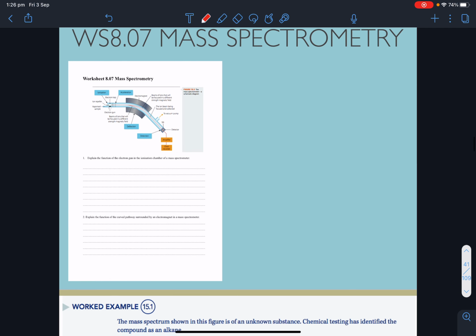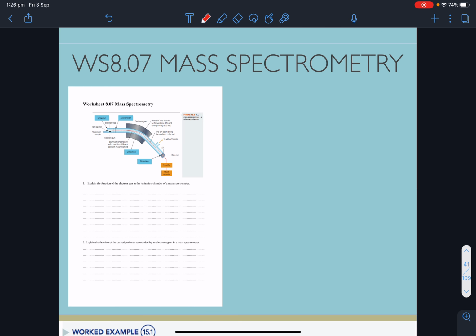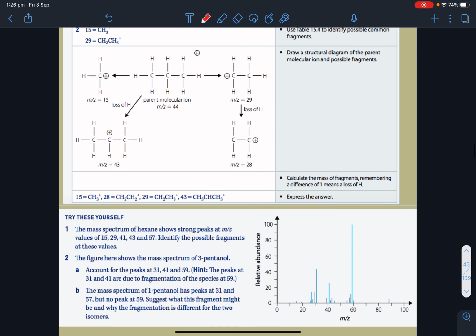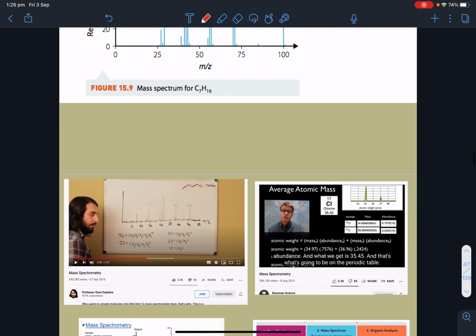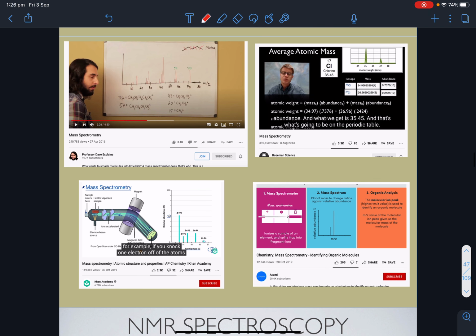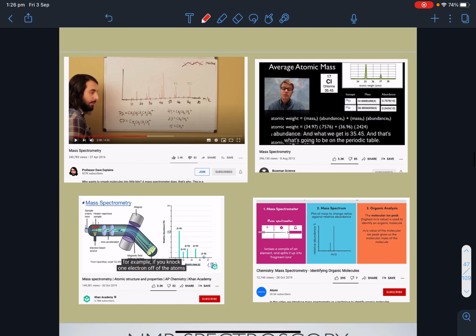So now you've got enough skill to look at my worksheet there, and there's some extra examples from the textbook too. I hope that helped you out, and there's some other help from some lovely people online like Professor Dave and Bozeman Science, and Khan Academy. Okay, next video we'll talk about NMR.